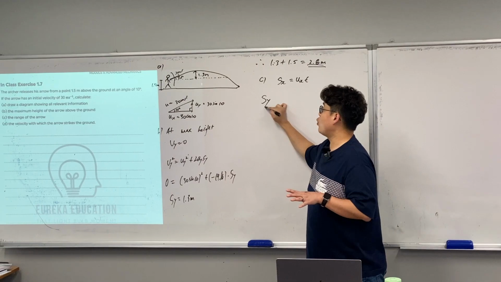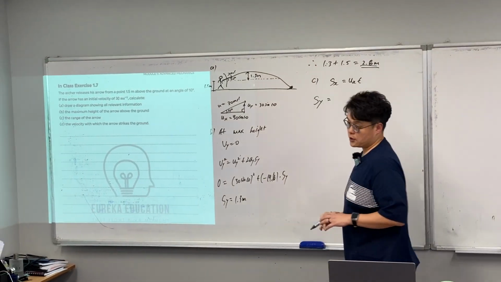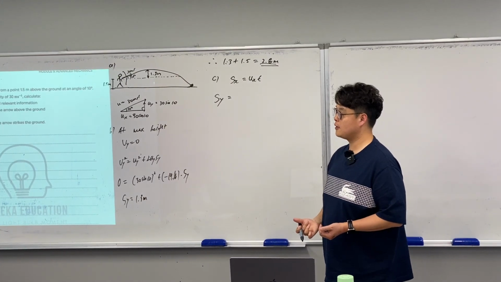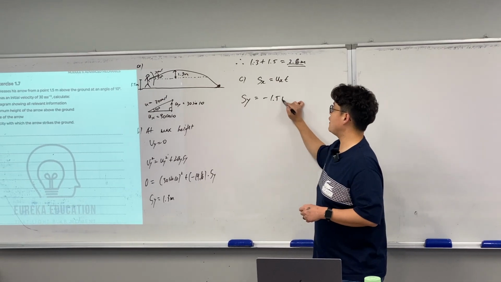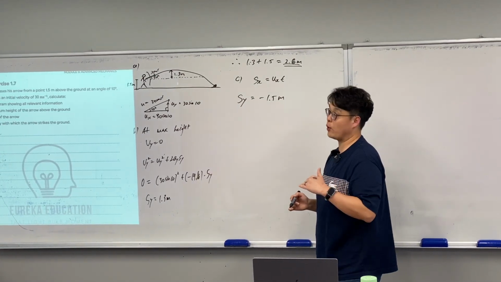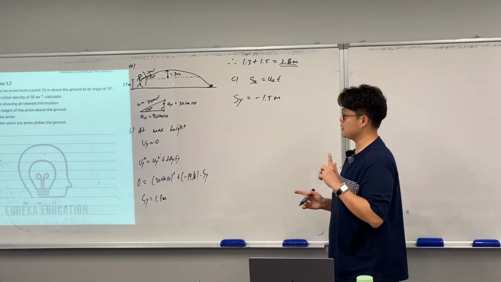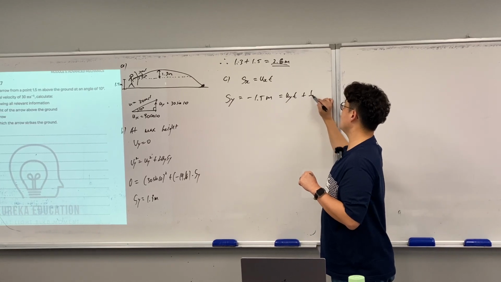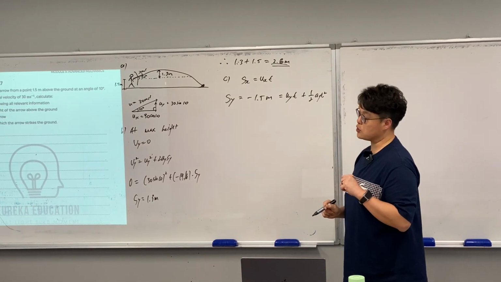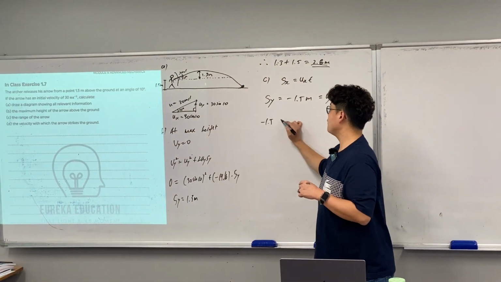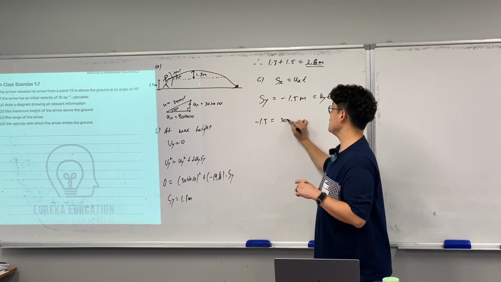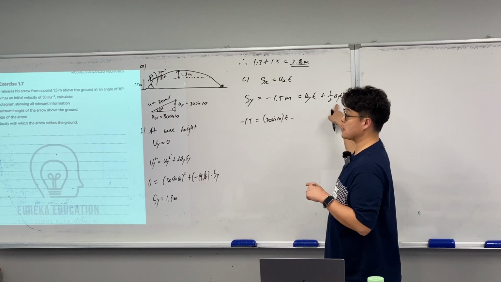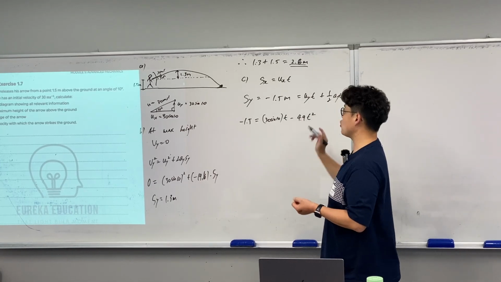Let's think about Sy when the arrow reaches the ground. What would be the final vertical displacement? 0? Wait, negative 1.5 meters, because it would be 1.5 meters below the starting point. Then we use Sy equals Uy t plus half Ay t squared. Rewriting that, minus 1.5 equals 30 sin 10 times t minus half of 9.8, which is 4.9, times t squared.